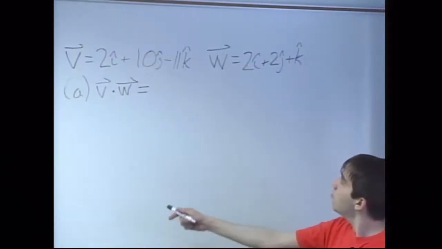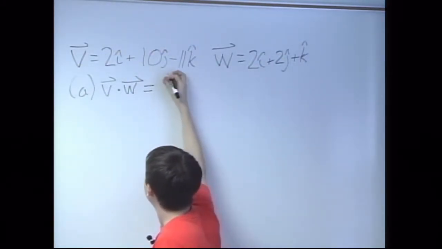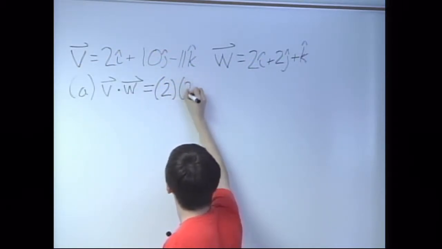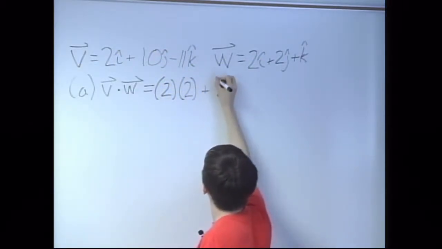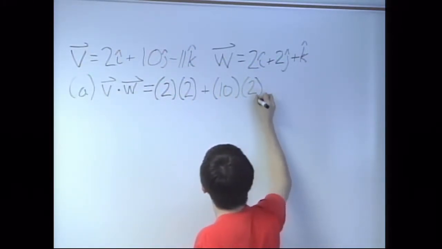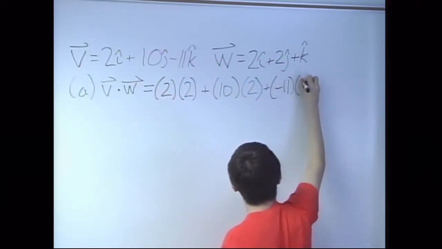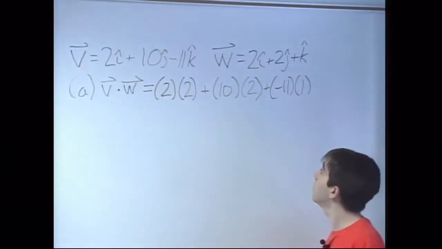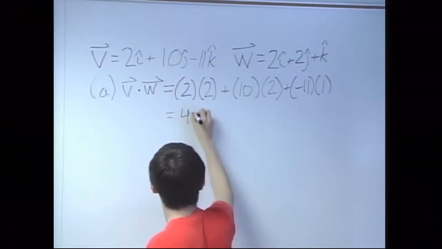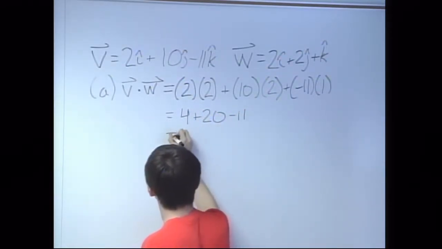So vector v dotted with vector w. All you have to do is multiply each individual component of the two vectors together. So 2 times 2 plus 10 times 2 plus negative 11 times 1. And then if you make those multiplications really quick, this is equal to 4, this is equal to 20, that's equal to negative 11, so the dot product is 13.